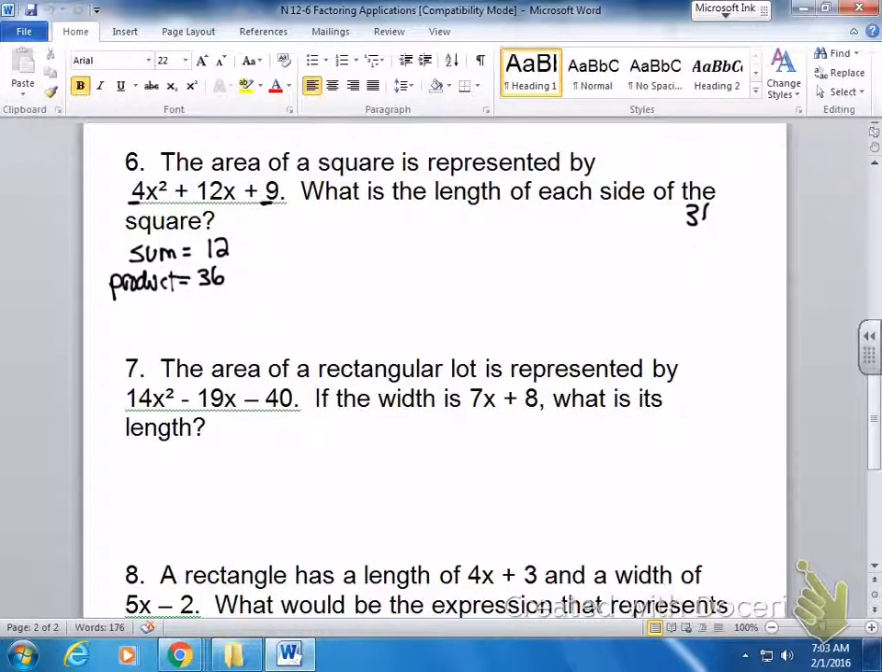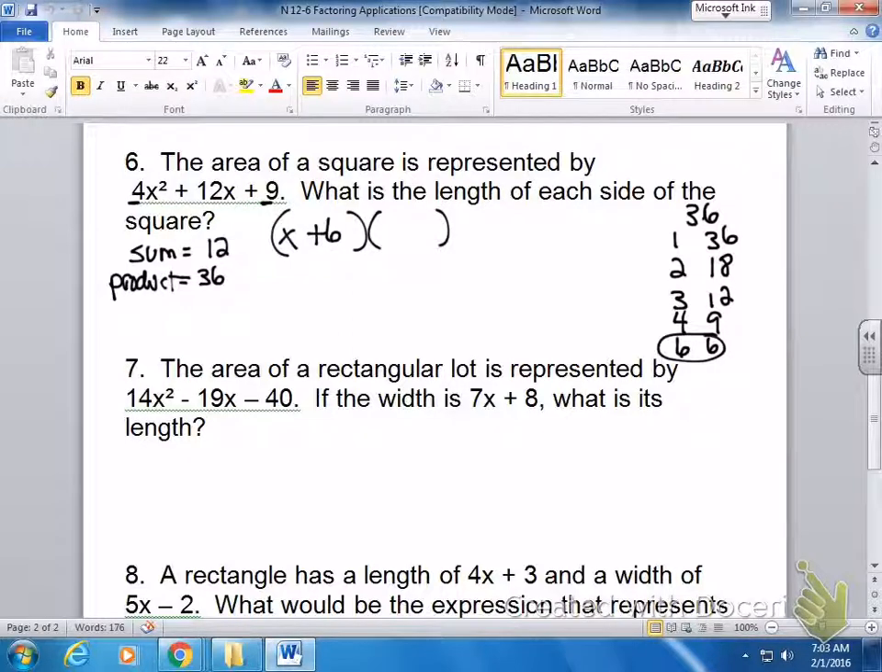I need something that adds up to give me 12. 1 and 36 obviously is not going to make that happen. 2 and 18 are obviously not going to work either. They're way too far apart. 3 and 12, we're getting closer, but that's not going to work either. I can see if 4 goes into it 9 times, but no combination of 4 and 9 is going to give me 12. But then I can go to 6 and 6, and I realize that that one's got to be my answer. So I'm going to come over here and open up my parentheses. I have x plus 6, and I have x plus 6.